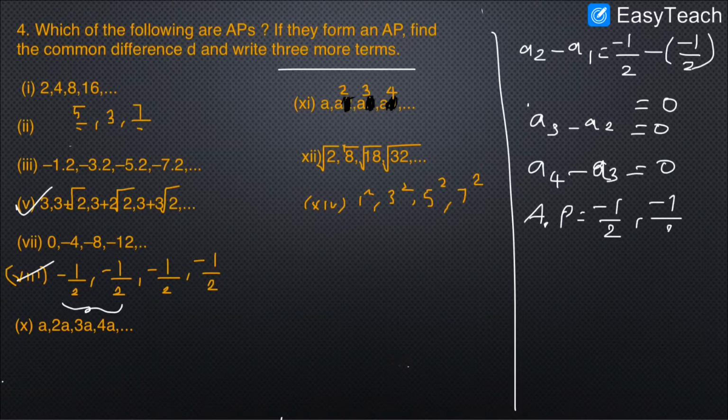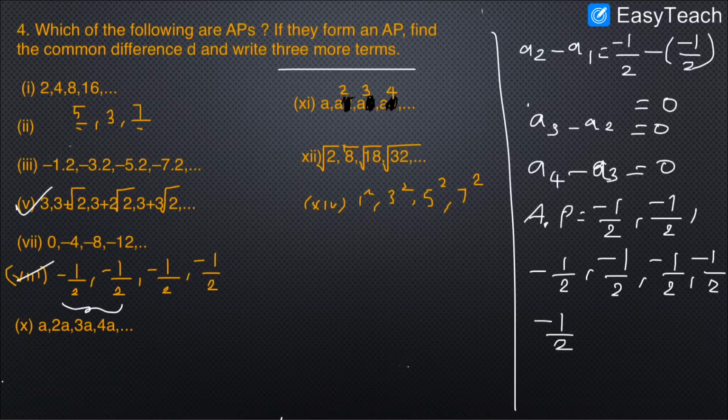Minus 1 by 2, minus 1 by 2, minus 1 by 2, minus 1 by 2. The other 3 terms are going to be the same: minus 1 by 2, minus 1 by 2 and minus 1 by 2.